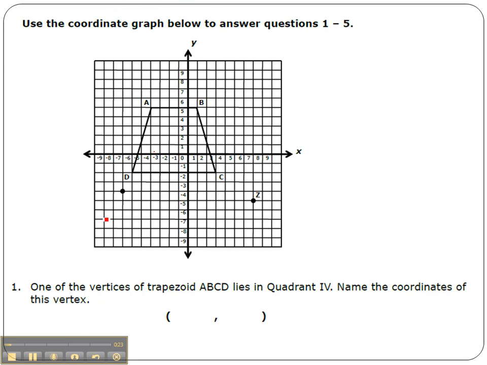And number 1 asks, one of the vertices of trapezoid ABCD lies in quadrant 4. Name the coordinates of this vertex. They're referring to this trapezoid ABCD. The letters that you use to name the trapezoid are referring to the vertex points. Remember, a vertex is a corner or where two line segments meet.